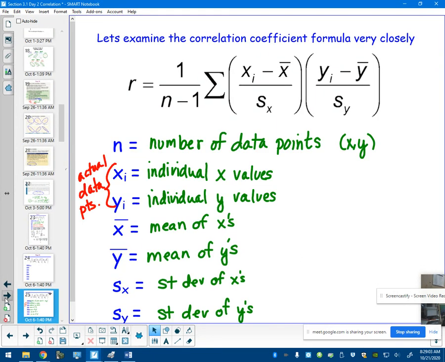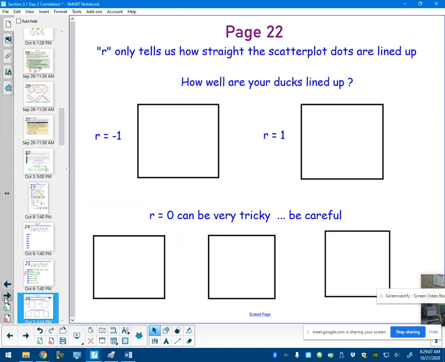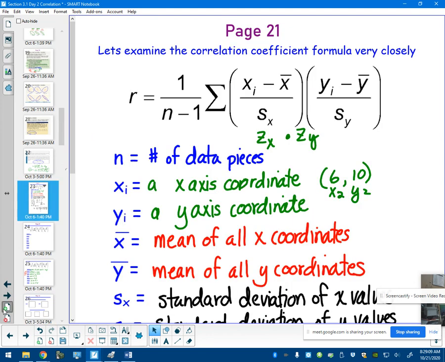I think it's here somewhere. Where is it? Oh, it's not there. Oh no. Okay, let me go back here.